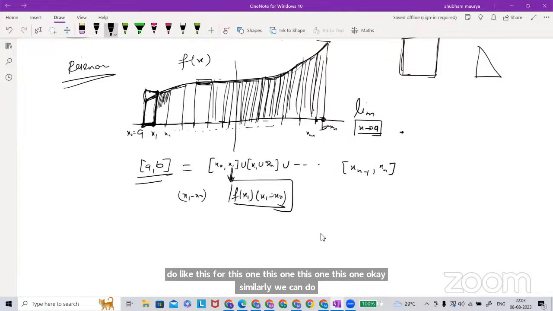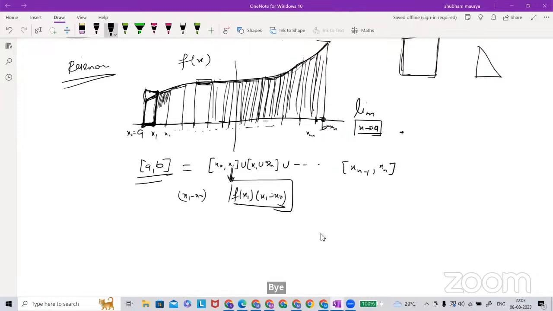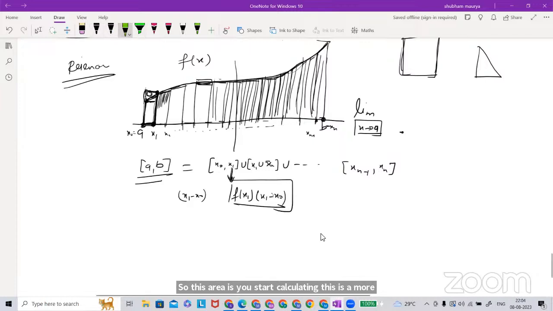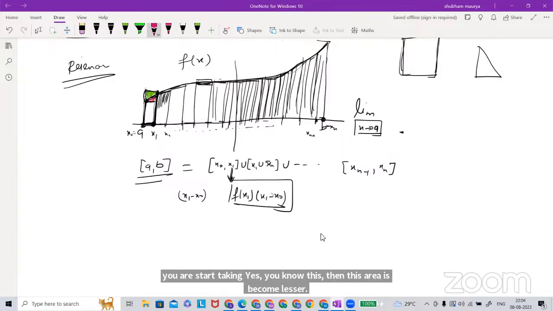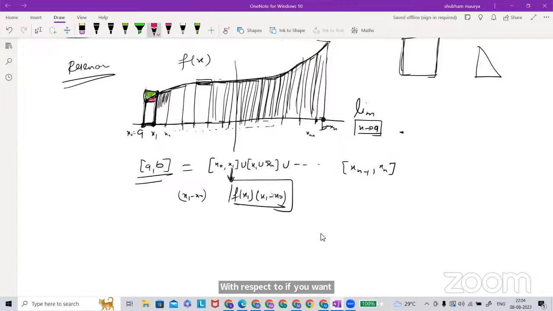So why are we taking x1 and not x0? We can take x0 also. So let's do this one. If you take x0 here, see, this one has more area. This is an extra area which is covered. If you start taking x0, then this area becomes lesser, if you want to be accurate on the basis of this curve. So we can calculate with x0 also.